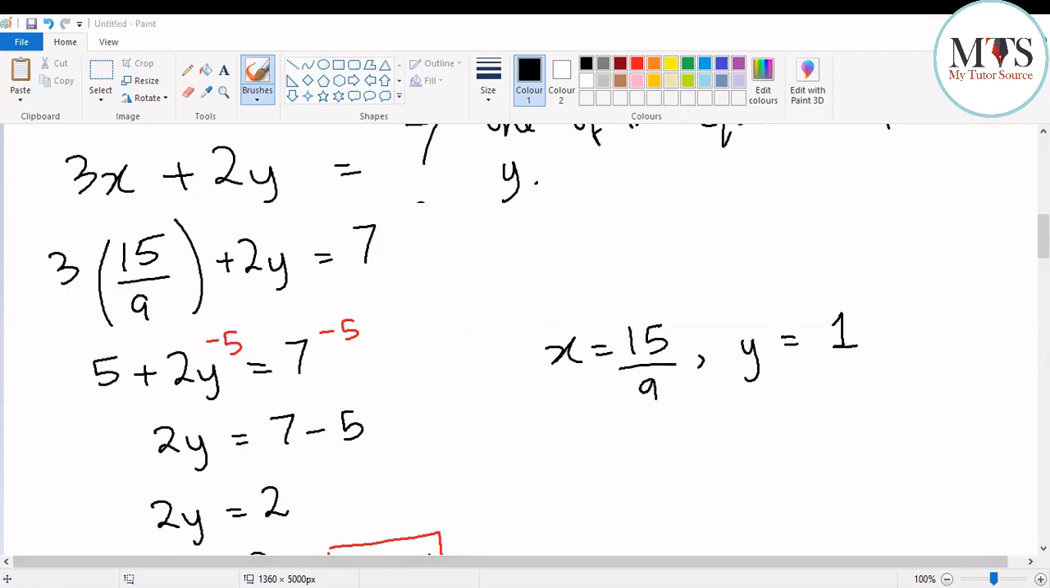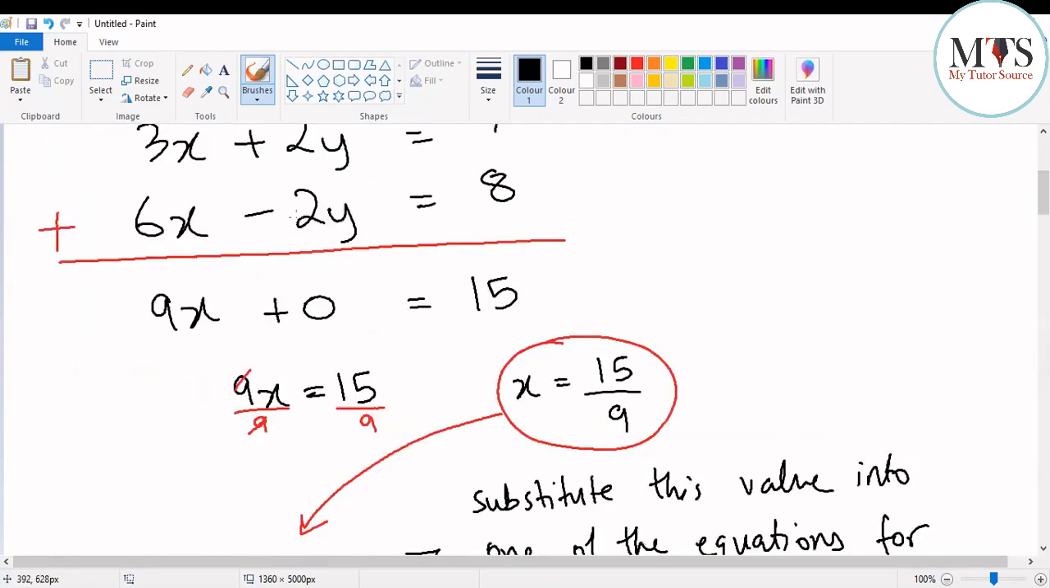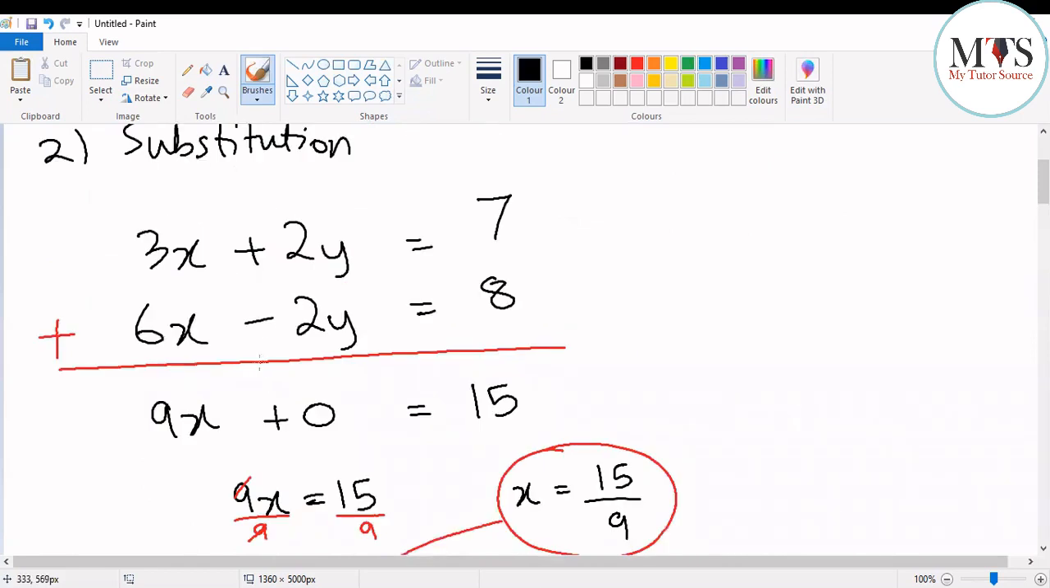All right, let's look at another example then. So you get the logic, right? That's why we're adding these two together, because we want to get rid of one of the variables. Okay, awesome. All right, let's look at this one now.